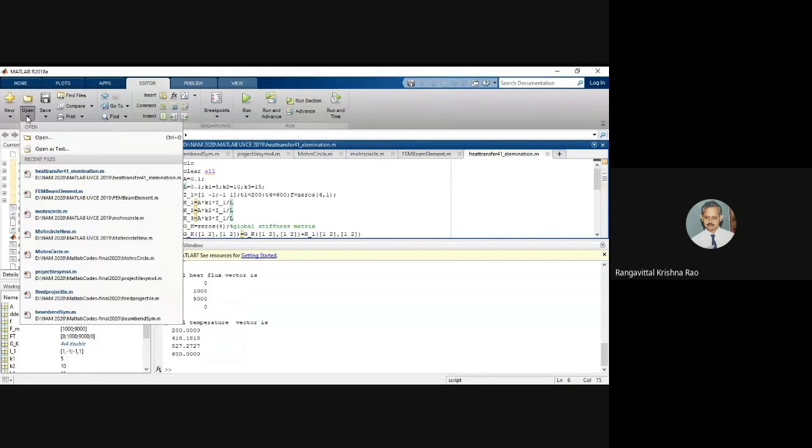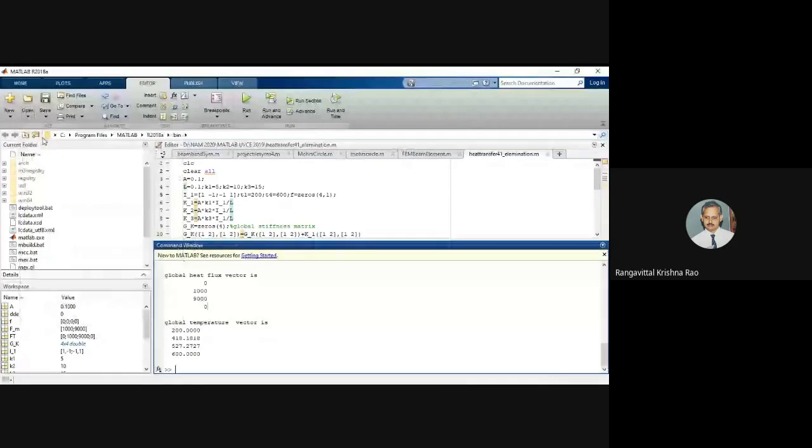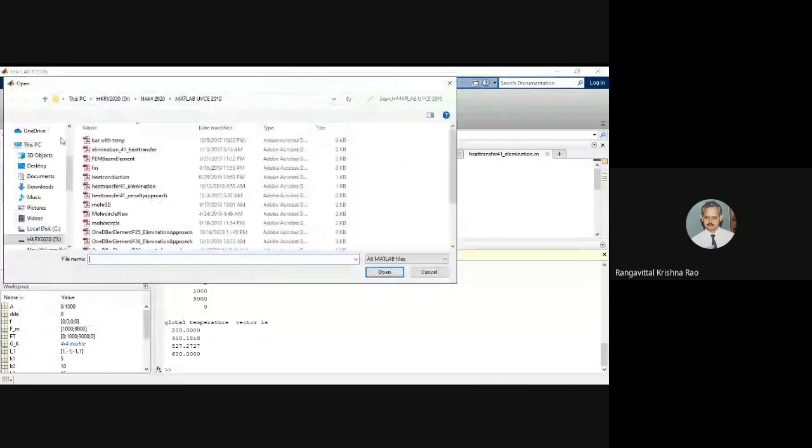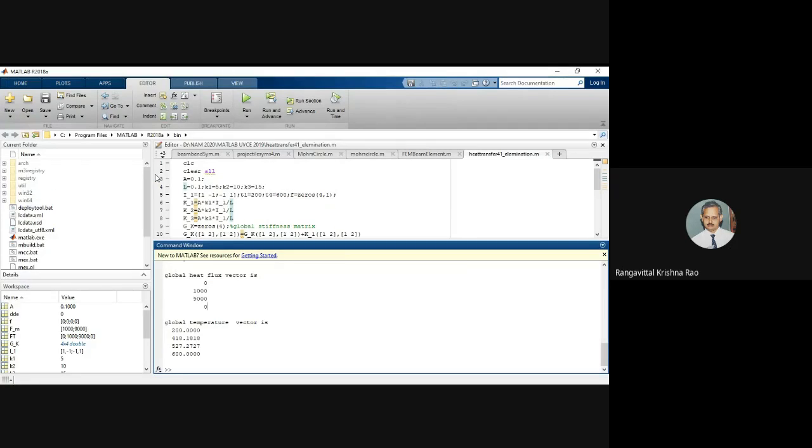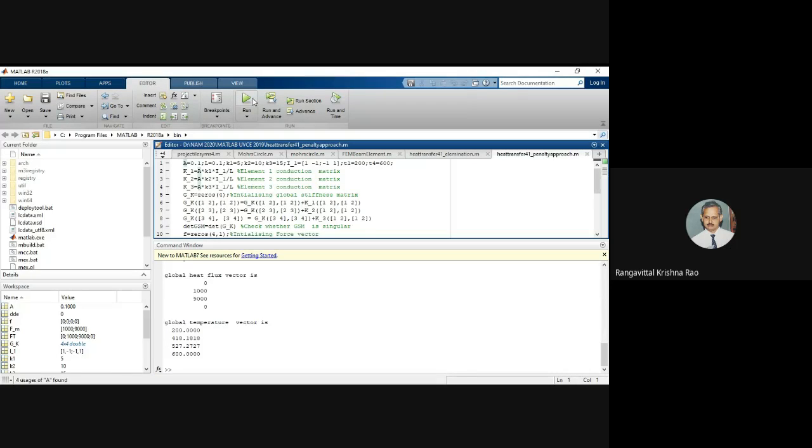Like that, you can do it with the penalty approach also. Only thing is the size of the matrix gets reduced. So the same problem we have done with the penalty approach also, and I can share all these codes. Heat transfer penalty approach. Now here you should pick up the maximum value.